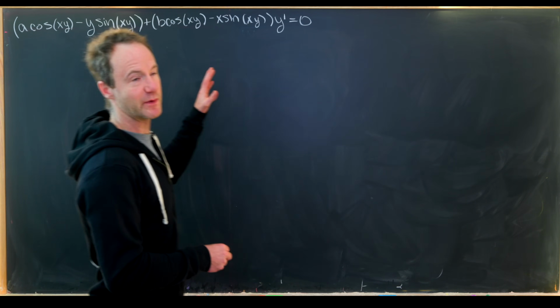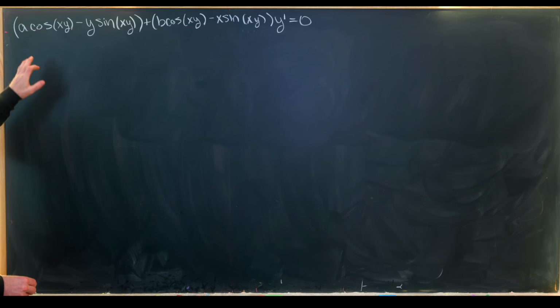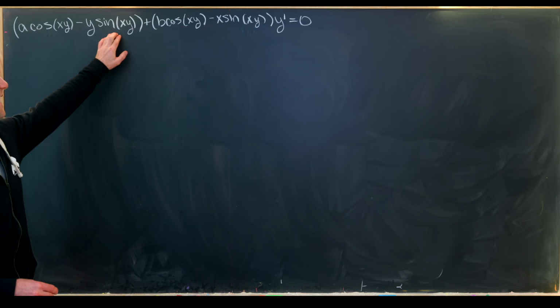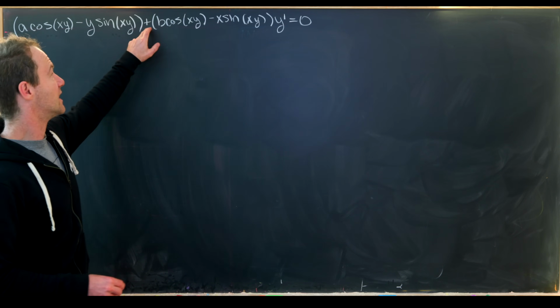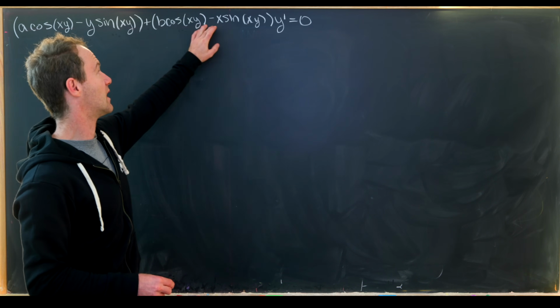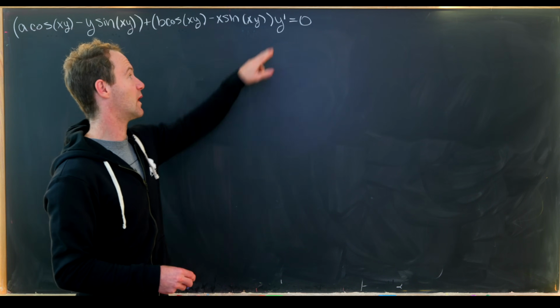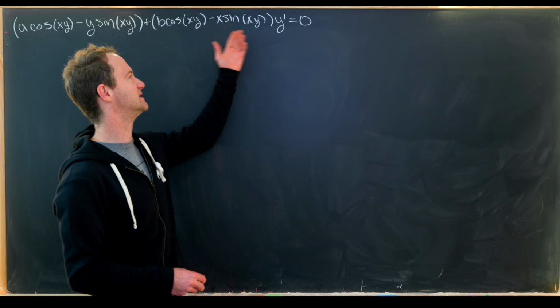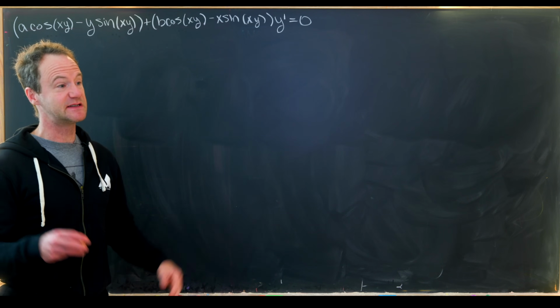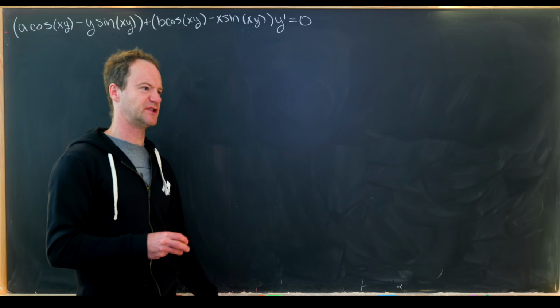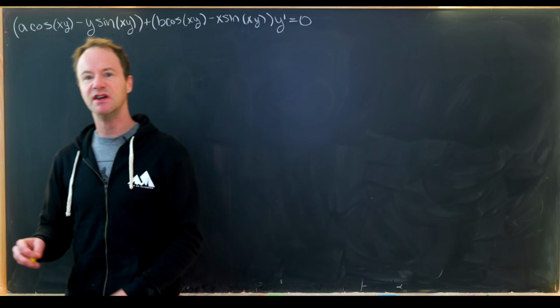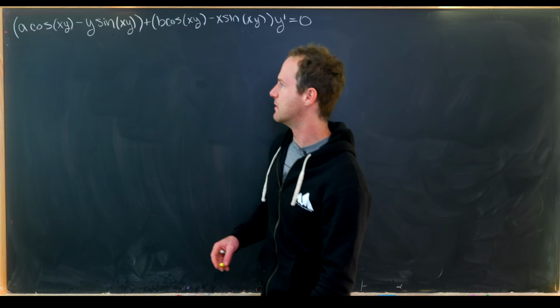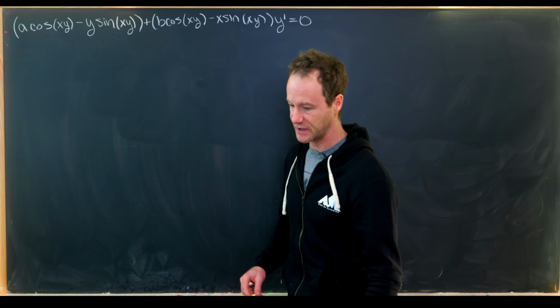Okay, so let's see what we have. Our differential equation is a cosine xy minus y sine xy plus b cosine xy minus x sine xy, y prime equals 0. And I've written it in this differential equations form instead of the differential form, which is typical for exact equations, just to keep it looking a little more like a regular differential equation.